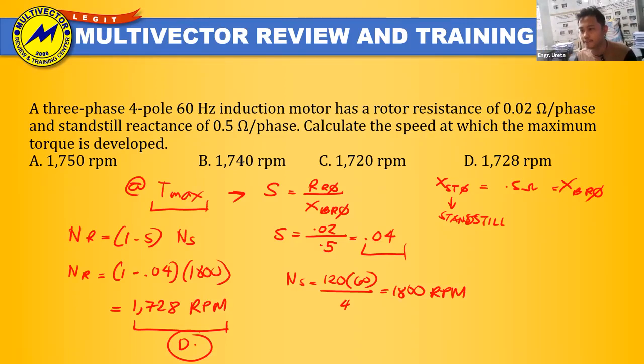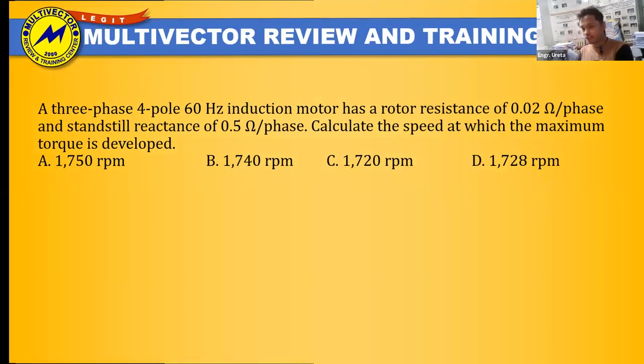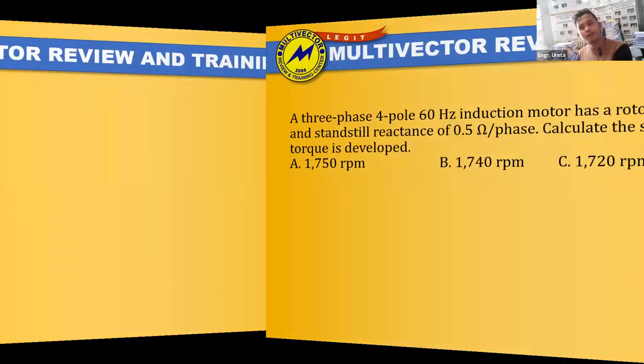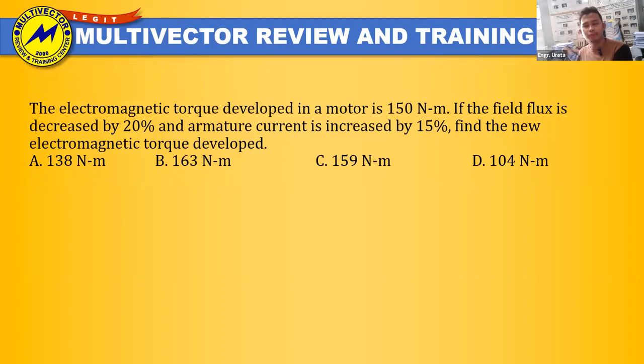So question. Okay, next question. Kung walang question, tuloy lang tayo. Question number 65. The electromagnetic torque developed by the motor is 150 Newton-meter. If flux is decreased by 20% and armature current is increased by 15%, find the new electromagnetic torque.